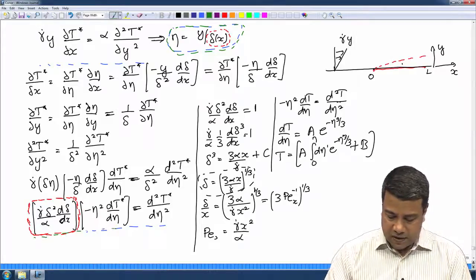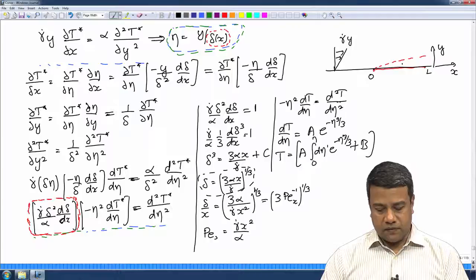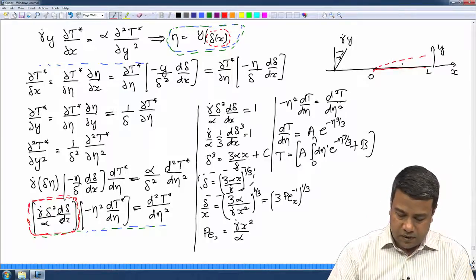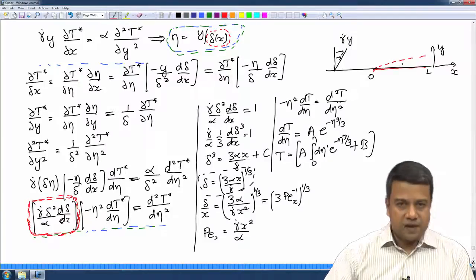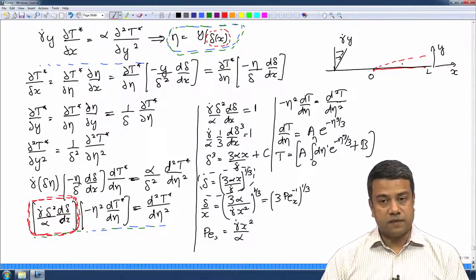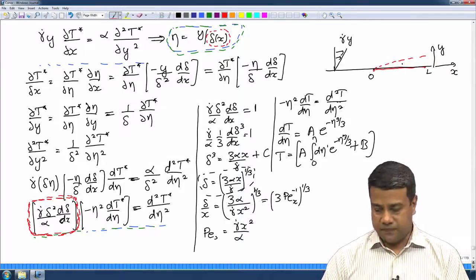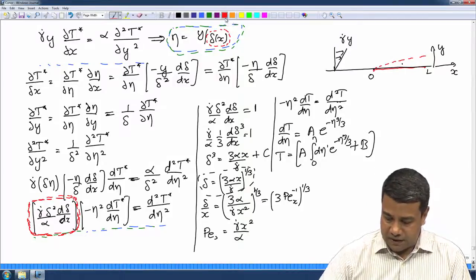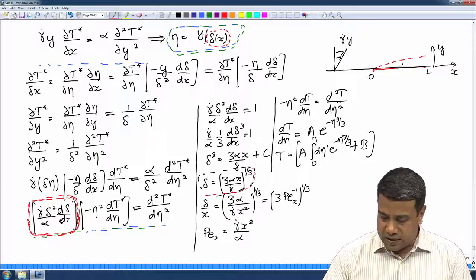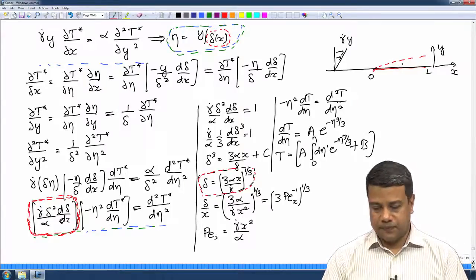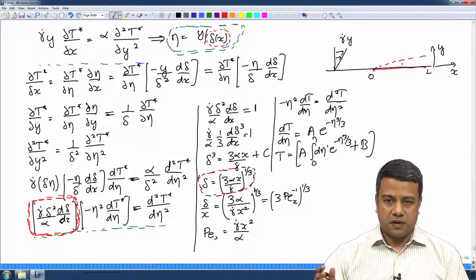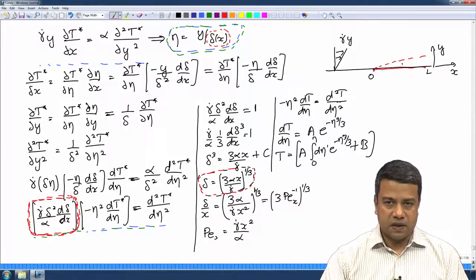So, using the similarity form, we had derived an equation for the scaled temperature field in terms of this similarity variable. And from the condition that a similarity equation can be solved only when this is a constant, that basically gave us an equation for the boundary layer thickness delta. In this particular case, the boundary layer thickness delta is obtained by solving this equation. It goes as x to the 1/3 power.